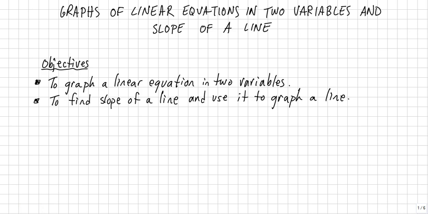In this video, we'll take a look at how to graph a linear equation in two variables and talk about slope of a line, which is what the graph of a linear equation is. So we've got two main objectives here. We want to be able to graph a linear equation in two variables and be able to find the slope of a line and use it to graph a line.